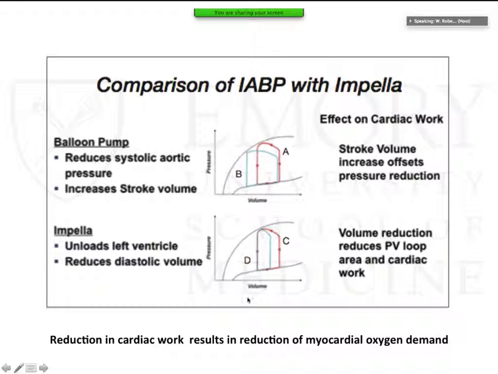If you go back again to compare the balloon pump with the Impella, and you take the resting state over here, the state where the patient is in, the balloon pump does reduce the systolic and aortic pressure as well as the diastolic, but the stroke volume, as I explained earlier, does increase. Stroke volume increase offsets pressure reduction, actually increasing the work of the heart. Impella, on the other hand, unloads the left ventricle, reduces diastolic volume, and reduces the work of the heart. The stroke volume actually decreases. Volume reduction reduces pressure volume loop area and cardiac work. Reduction in cardiac work therefore results in reduction of myocardial oxygen demand.